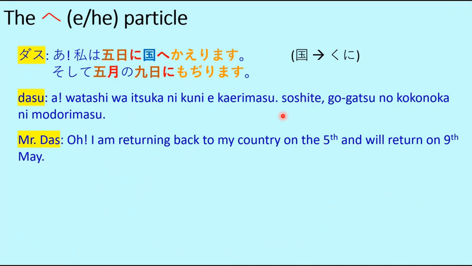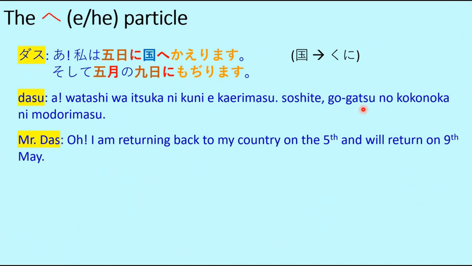Soshite means and. Gogatsu means the 5th month. That means May, the month of May. Gogatsu no kokonoka. Kokonoka is the 9th day of the month. So we have studied all these when we discussed the date and the months and the days. So all these we have studied earlier. So you can go back into the playlist and search for those lessons.